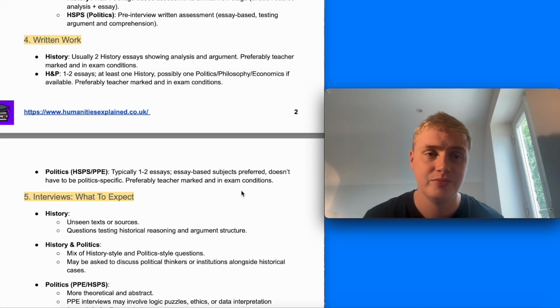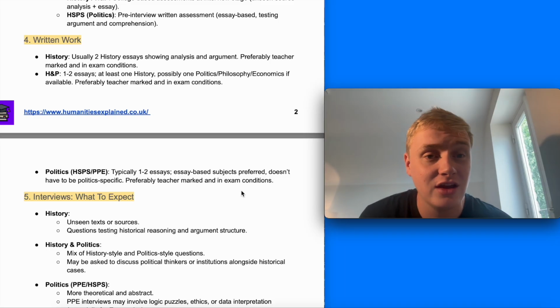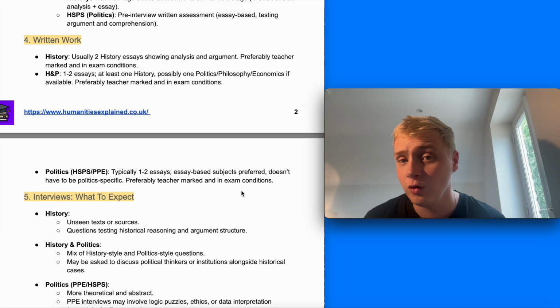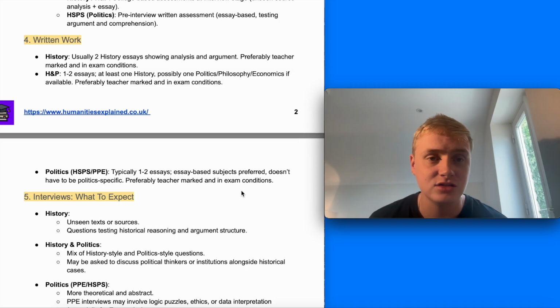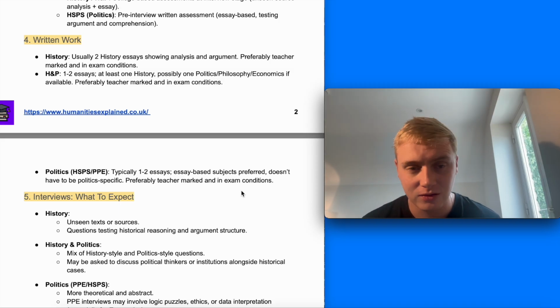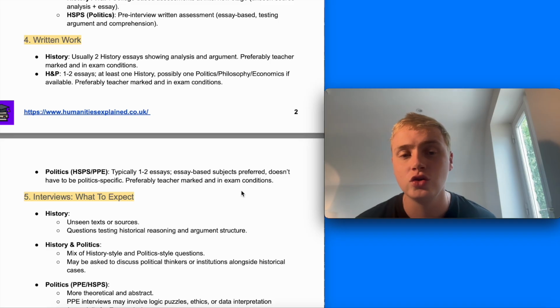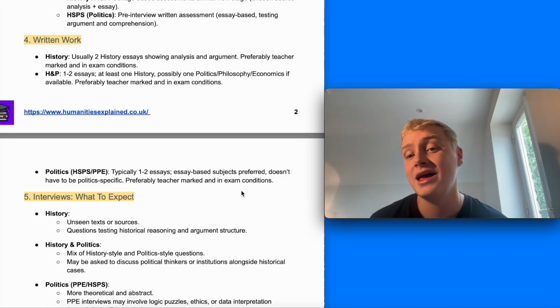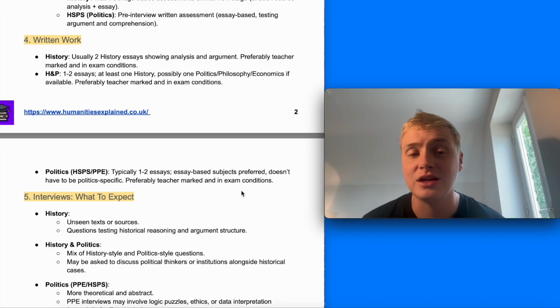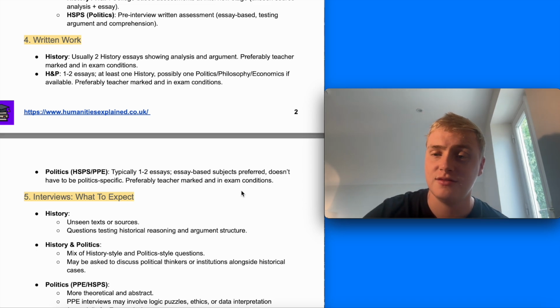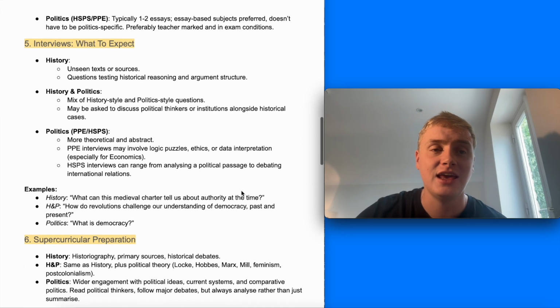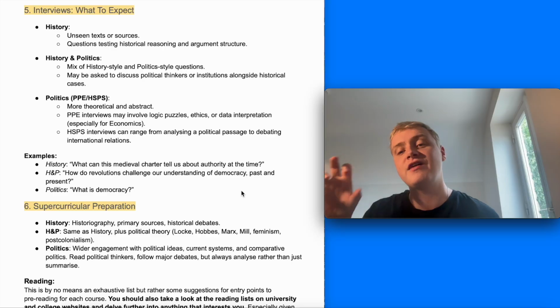For history and politics, again, one to two essays, likely to be one history, one politics, or philosophy or economics, dependent on the A-levels you do. Again, teacher marked and preferably in exam conditions. And politics, again, typically they're asking for one to two essays in essay-based subjects, but it doesn't have to be politics specific.